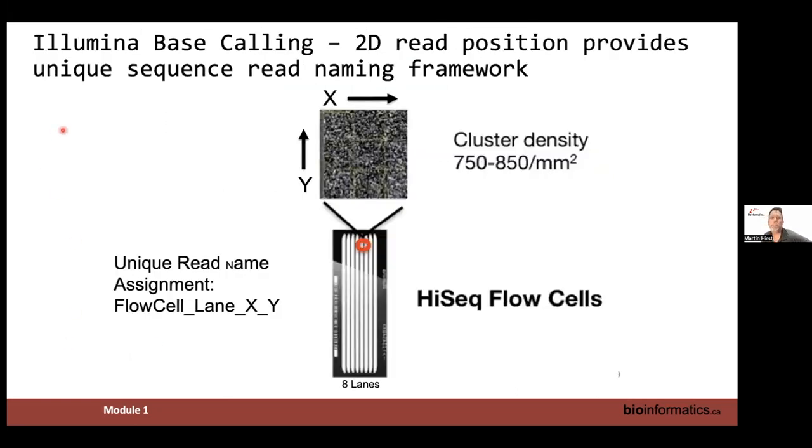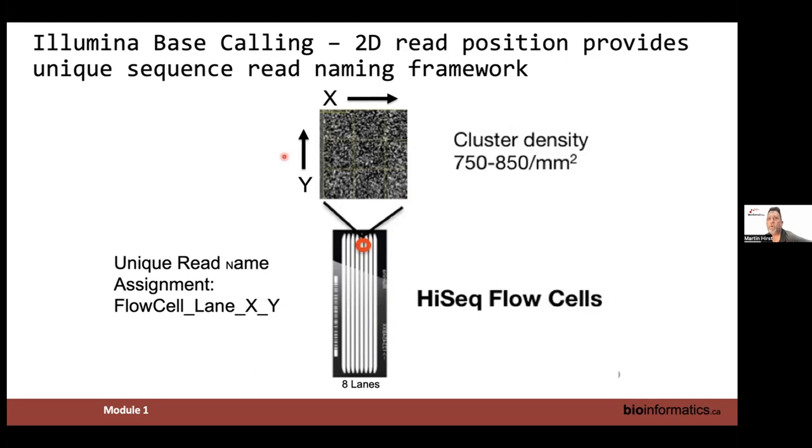So how do we go from these images to sequence data? And why do I keep harping about where the clusters are generated on the flow cell surface? The reason for this is because you can imagine if you're generating an experiment where you have millions or hundreds of millions of individual sequence fragments, we need to have a way of uniquely naming each of those sequence fragments. And so that's actually done by looking at the position of the cluster in two-dimensional space.